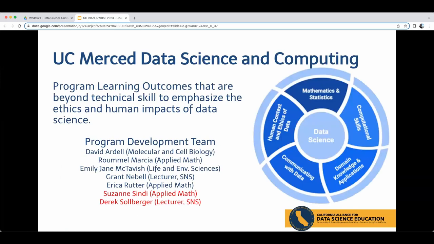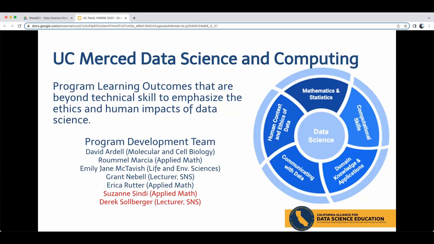Okay, so one of our goals in our data science program is that beyond the technical skills that students would learn, they realize the ethics and the human impacts of data science. Okay. And I just want to mention our program development team here.